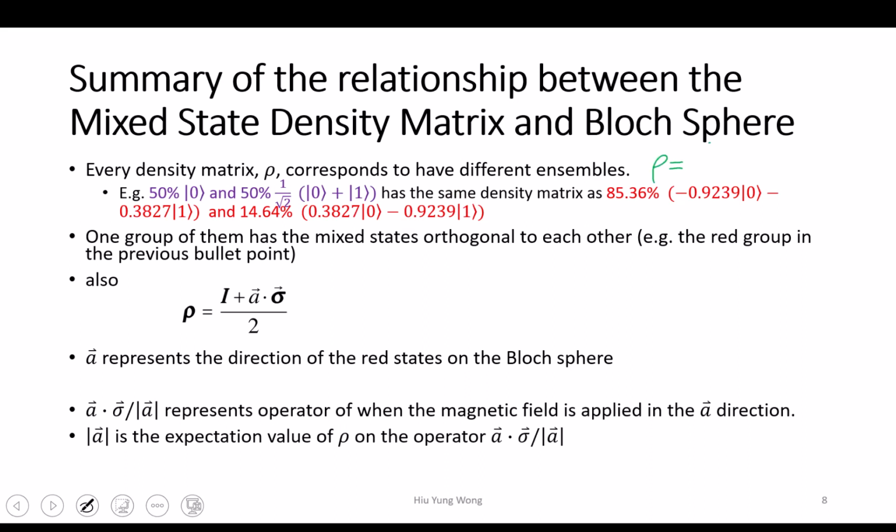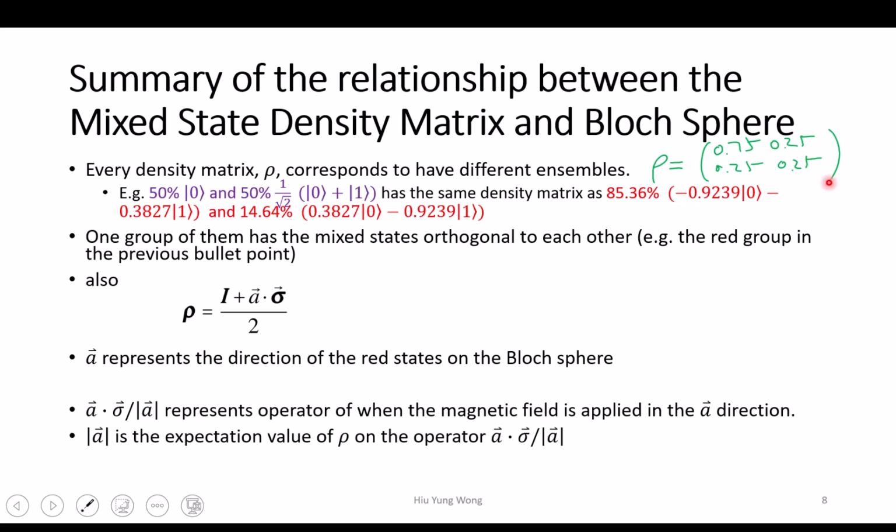It equals 0.75, 0.25, 0.25, 0.25. Do you agree with this? You can have different ensembles, but you have the same density matrix. Or do you feel this is strange? Yeah, you can do that. You can have the same density matrix, right? That's what we said before.